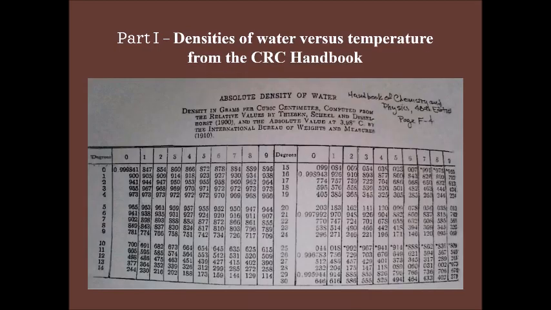You're going to need this table from the CRC handbook, and what this table gives you are the densities of water based on your temperature. Okay, so these are all the temperatures. So if you had a temperature of 20.9, you would read this line and you go all the way across to the 9. And what we'll do is we'll talk about how to read the density of water from this table.